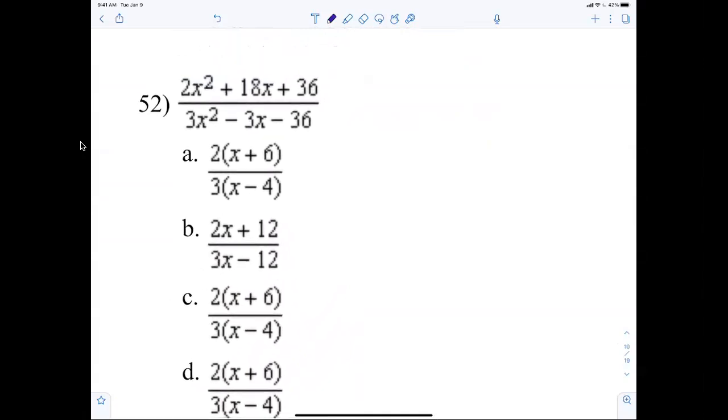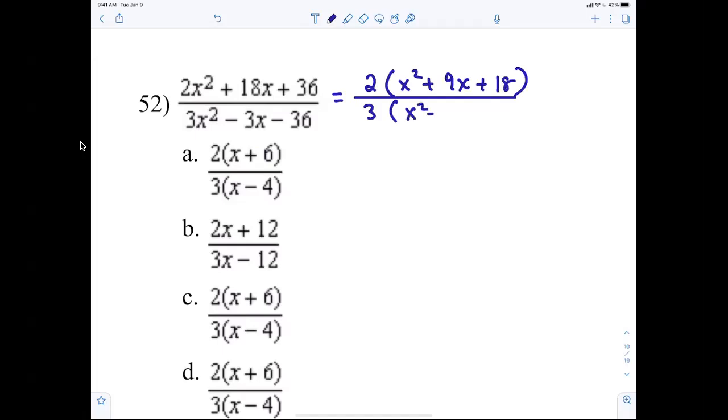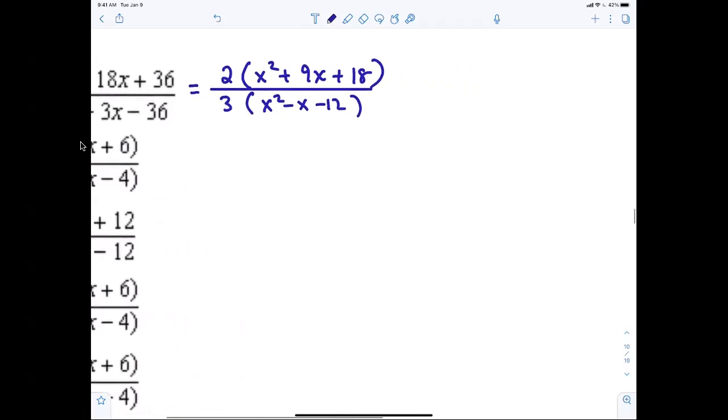All right. So now you have to be real careful because you can factor out a 2 on the top first. And you can also factor out a 3 on the bottom. If you don't, it'll make it much more difficult. So now you end up with x squared plus 9x plus 18, and on the bottom, you'll end up with x squared minus x minus 12. And now it's easier to factor.